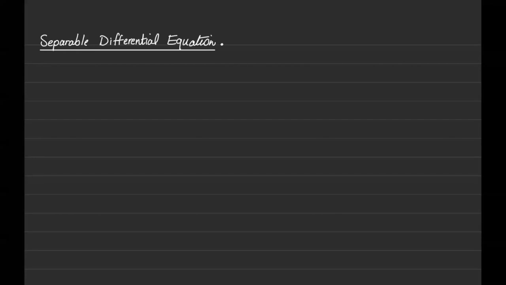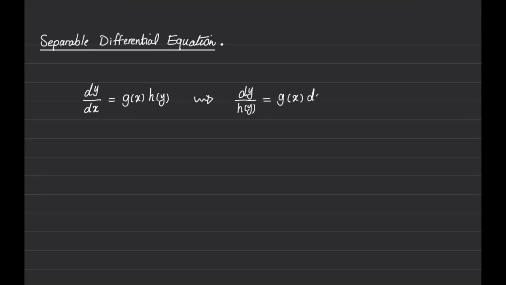What is a separable differential equation and how can we solve such differential equations? A first-order differential equation of this form is said to be separable or to have separable variables. In these types of differential equations, we can rewrite them in this form, and then we can integrate both sides of the differential equation to find the solution.